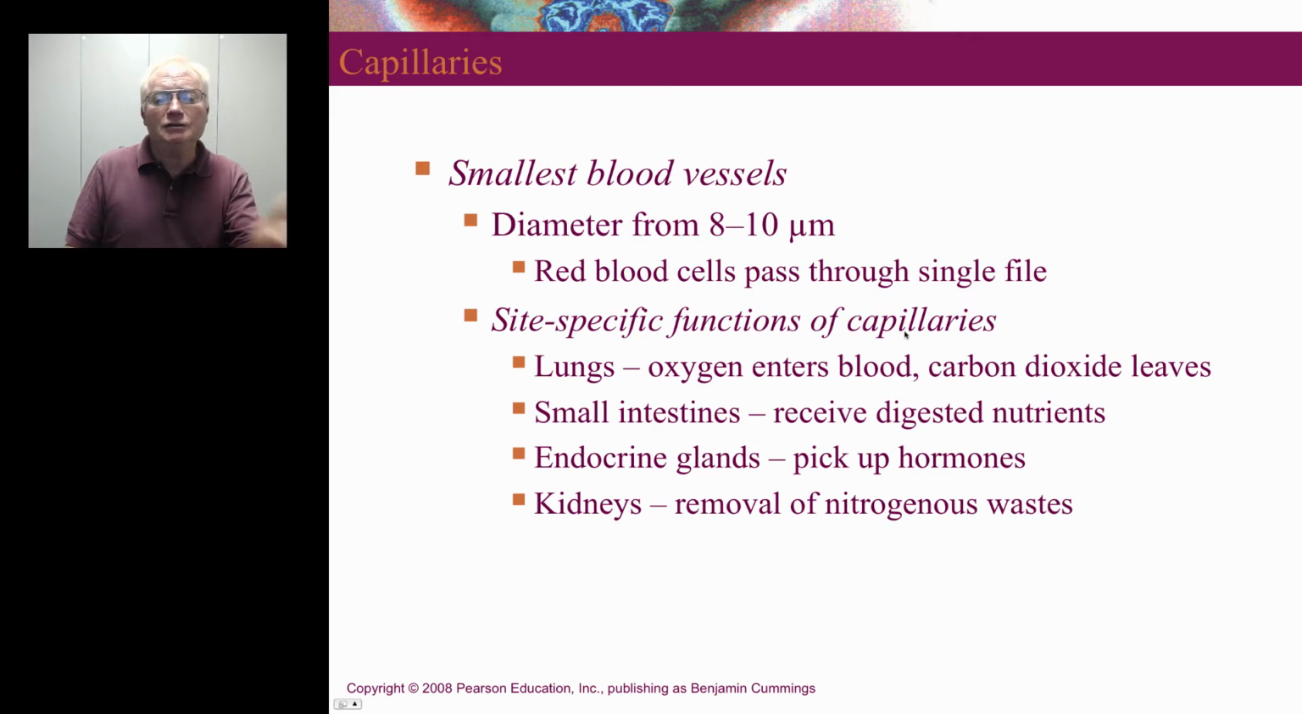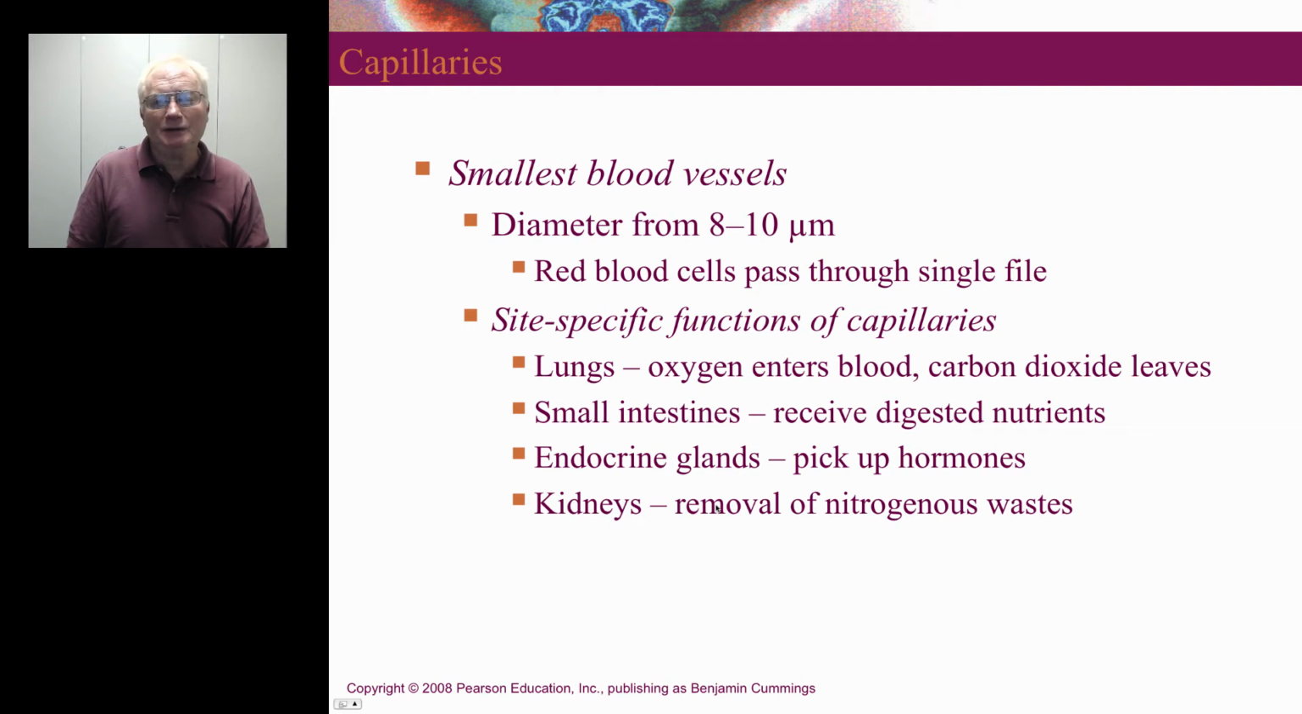Capillaries function to exchange things between the blood and the surrounding tissue. In the lungs, that material will be oxygen that is in the alveolar spaces, the air spaces of the lungs, that diffuses into the blood, and carbon dioxide diffuses out of the blood into the air spaces, and it's blown off. In the small intestines, nutrients are absorbed from the lumen of the small intestine into the blood. Endocrine glands release hormones that are picked up from the extracellular space, carried by the blood around through the body to their target organs.